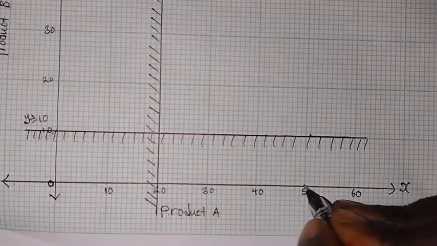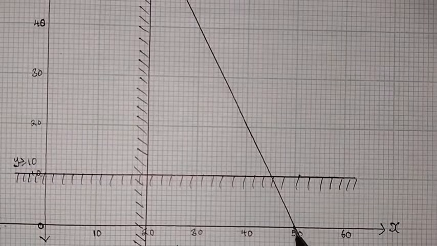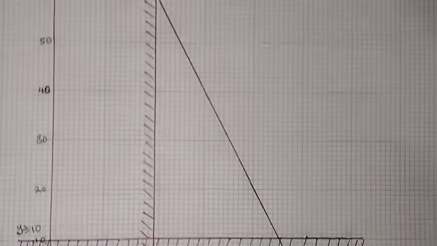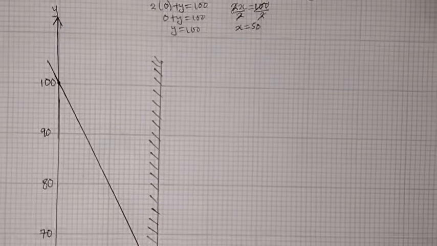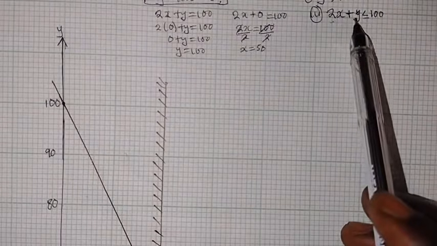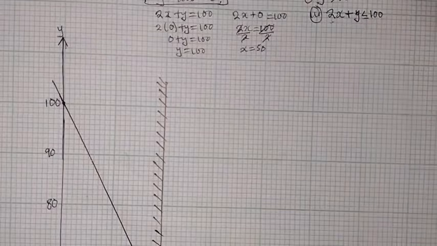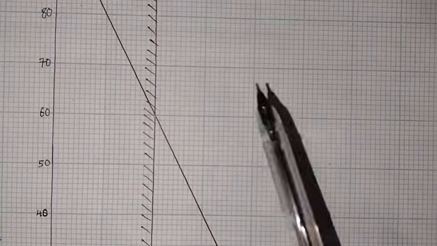So now what you do, this point and the point on 100 right here, just get a ruler and connect these 2 points and draw a straight line. Right, so this is our line, as you can see, passing through this point for 100 and passing through this point for 50. Okay, now when you look at our inequality, they said 2x plus y less than or equal to 100. So the way this line has been drawn, the upper region is greater and the lower region is less.